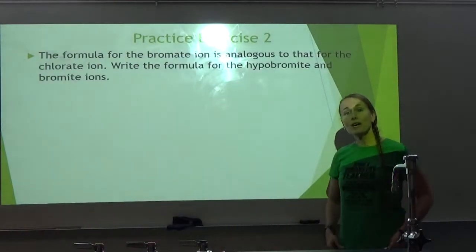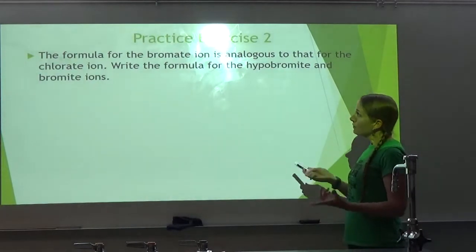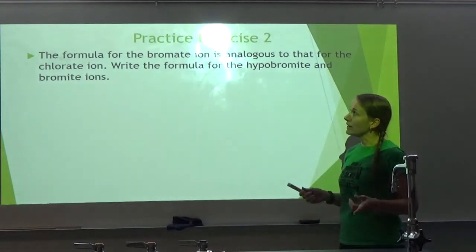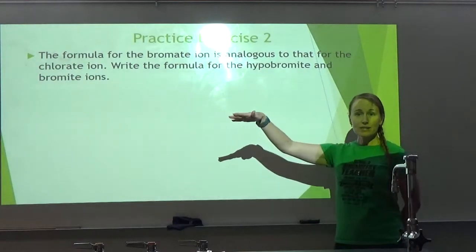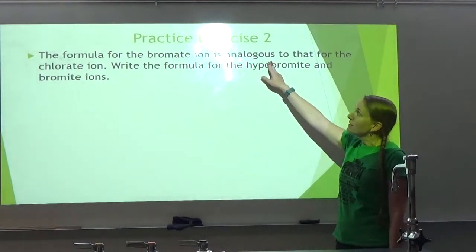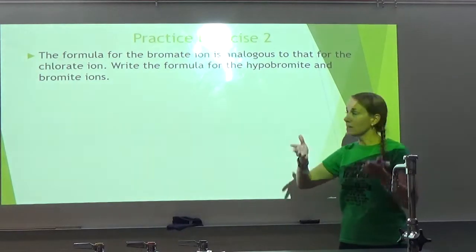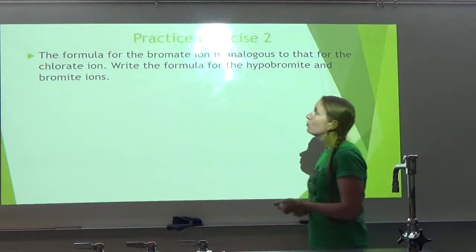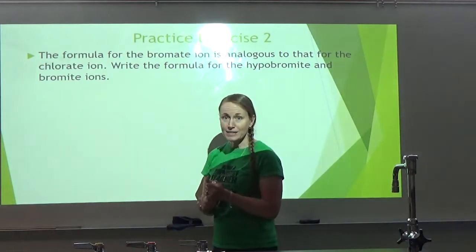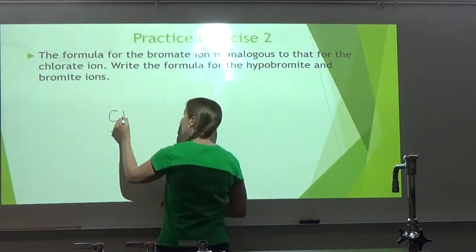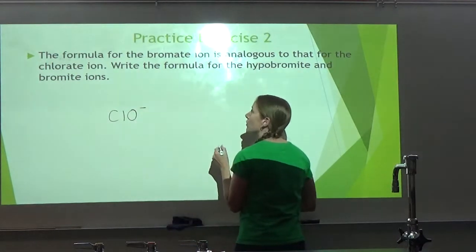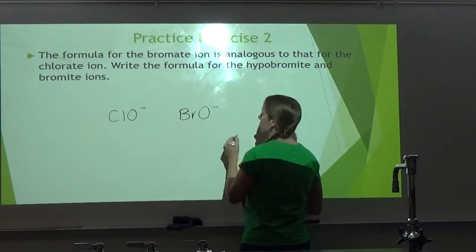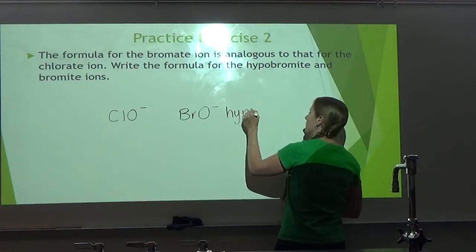And don't forget to be trying these on your own. The formula for the bromate ion is analogous to that for the chlorate ion. In other words, bromine and chlorine are in the same group, so they have analogous polyatomic ions. Write the formula for hypobromite and bromite. Hypochlorite is ClO negative, so hypobromite would be BrO negative.